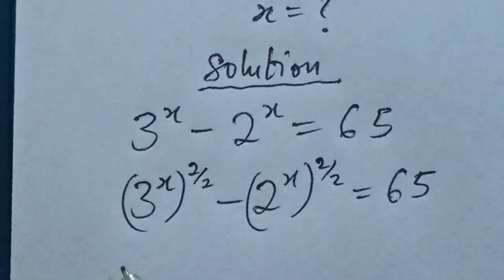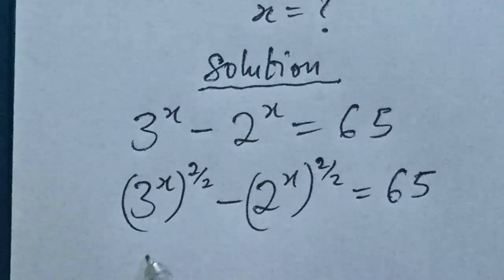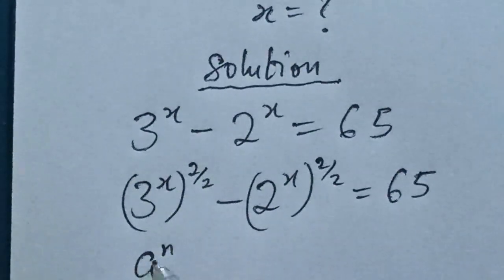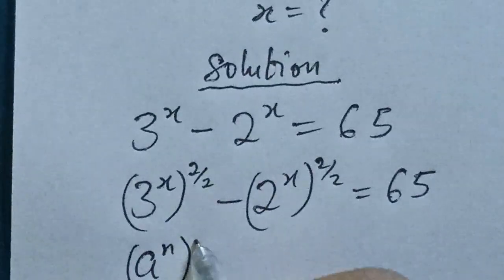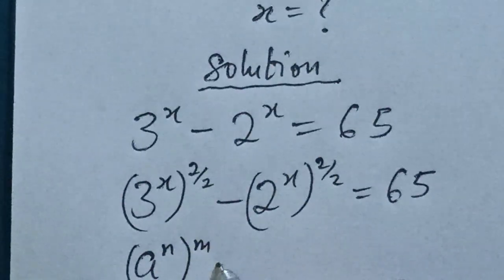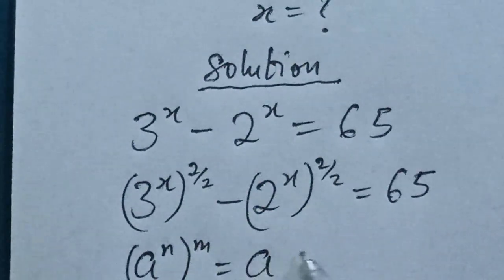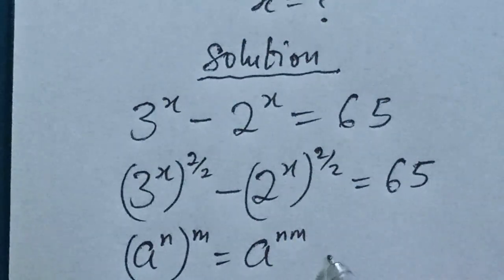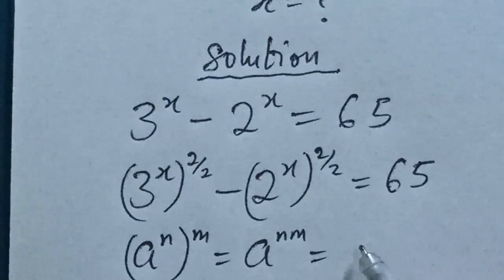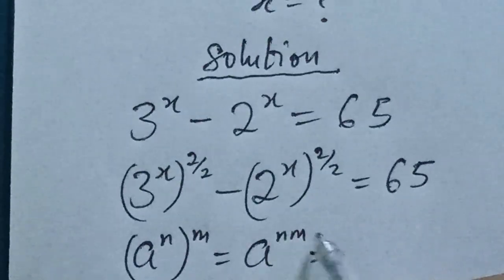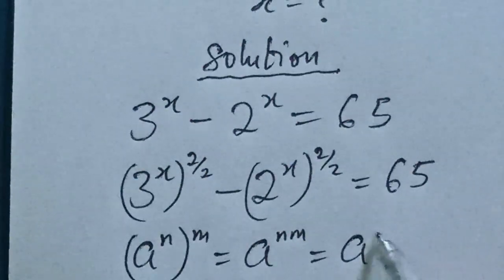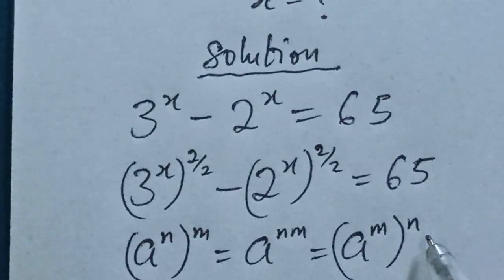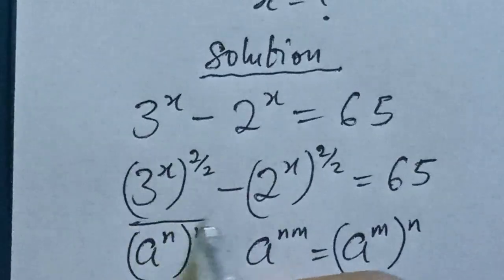What we then need to do is to approach it with this identity. If you have base a power n into bracket power m, we can write that as base a power n multiplied by m, which can simply be written as bringing this out and this in, base a power m into bracket power n. So we have this.